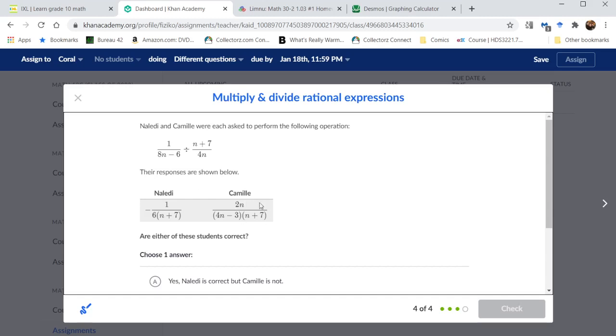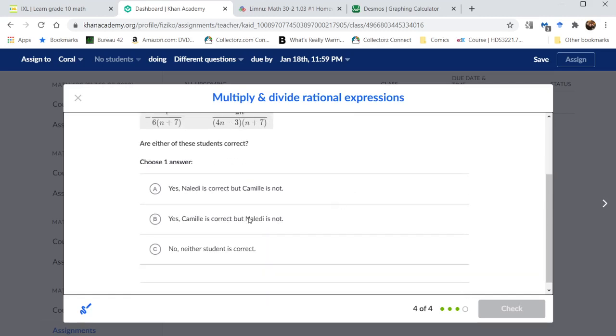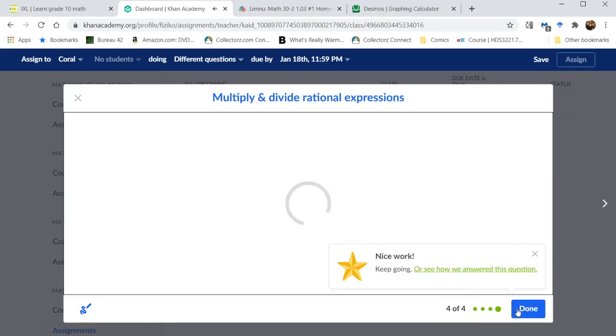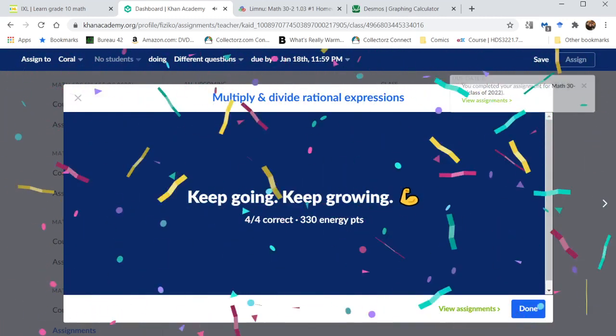So it appears Camille's is correct. There are no further cancellations possible, so Naledi cannot be correct. Her answer is different. So Camille is correct, but Naledi is not. And this wraps up assignment 1.04, number 3.